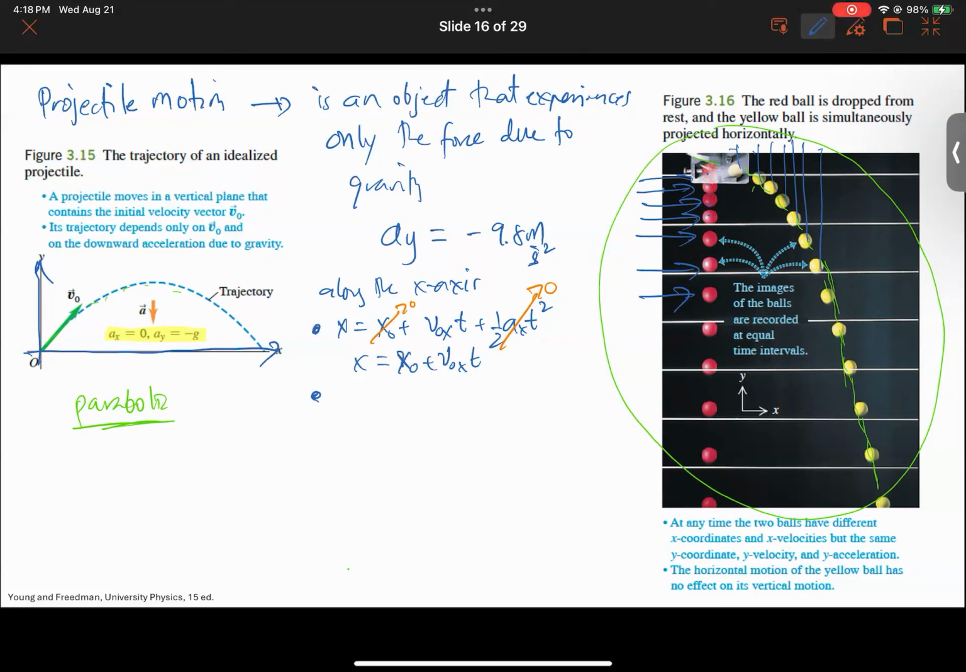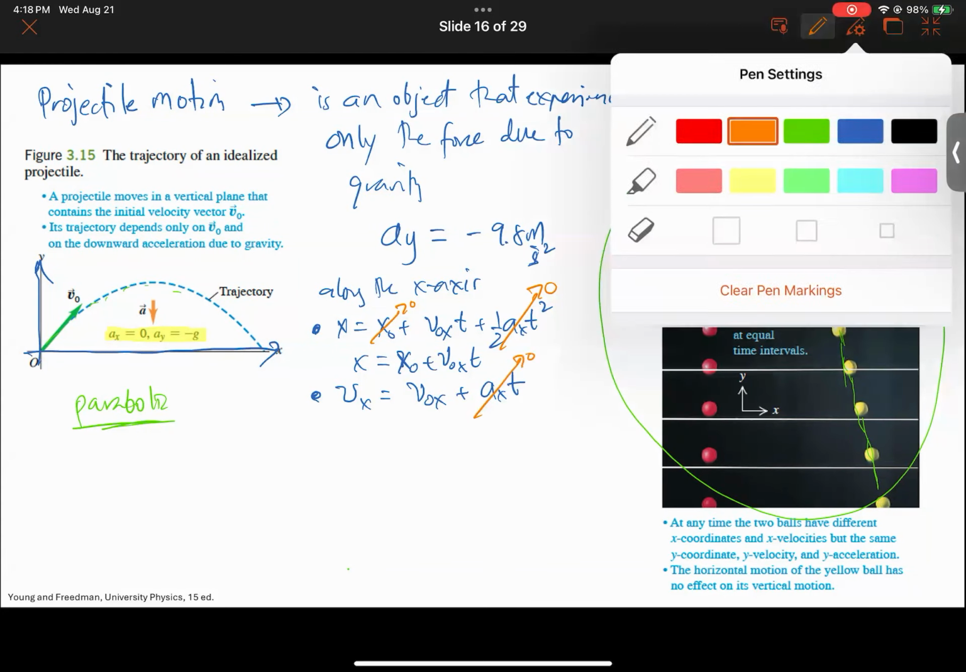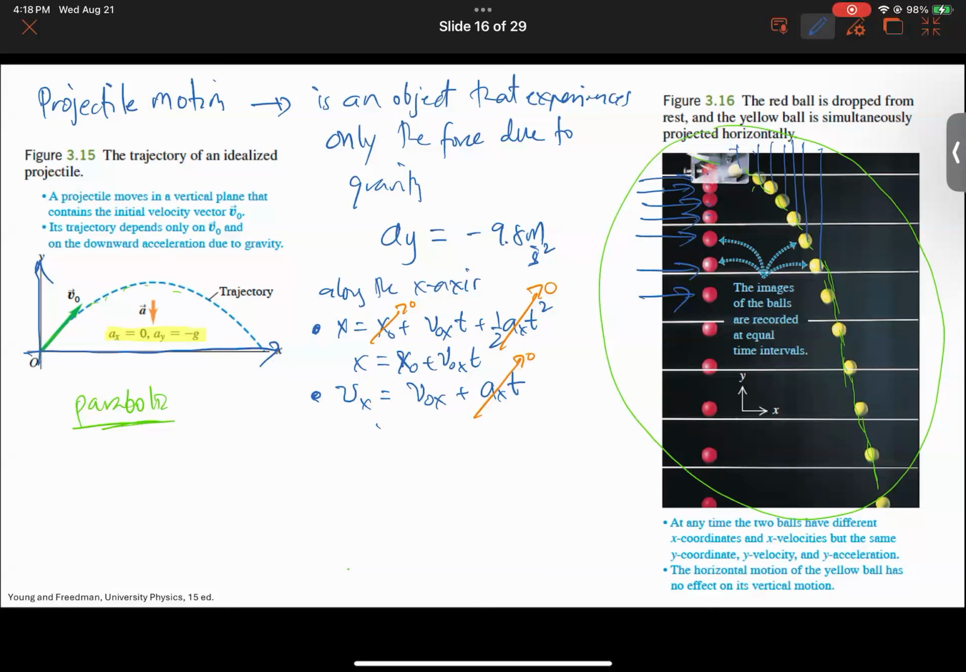Pangalawa is v x is equal to v naught x plus a sub x t. Again, since ax is 0, then vx is equal to v naught x. Now, this is an important result kasi ang sinasabi nito, speed is constant. Of course, the speed is constant kasi wala kayong acceleration. So along the x-axis, the speed is constant. Okay, the velocity is constant. There's no change in direction and there's no change in speed.